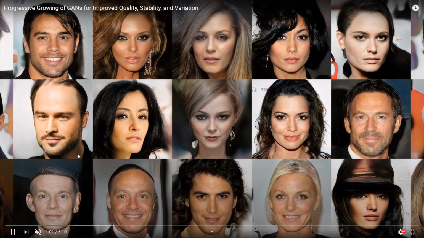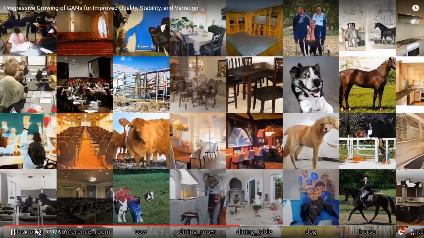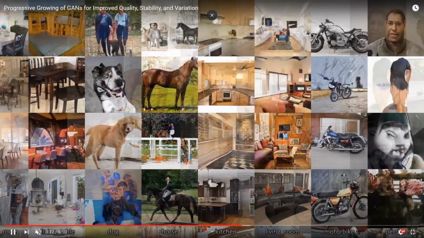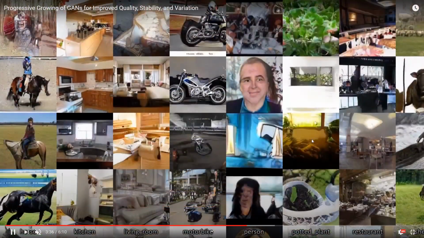But overall, this is really high quality of what we are able to train. There are some other datasets as well, which were lower resolution, and they are able to generate horses, generate plants.